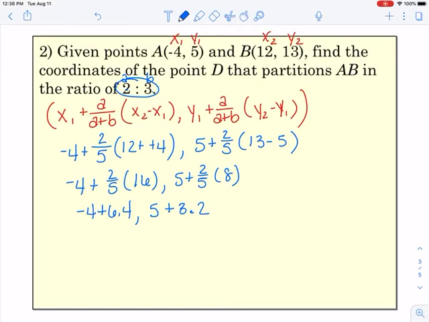Again, use your calculator no matter how easy you think this addition is, because you don't want to make a simple mistake on adding or subtracting, which is obviously so easy to do. So -4 plus 6.4 will give you an answer of a positive 2.4. And on the other side, 5 plus 3.2 will give you an answer of 8.2. So the point that would divide that line segment in a ratio of 2 to 3 would be 2.4 and 8.2.